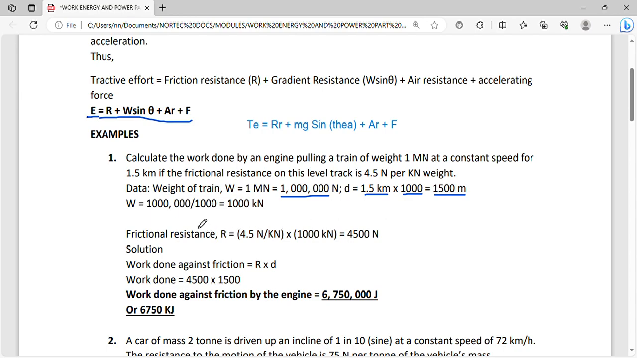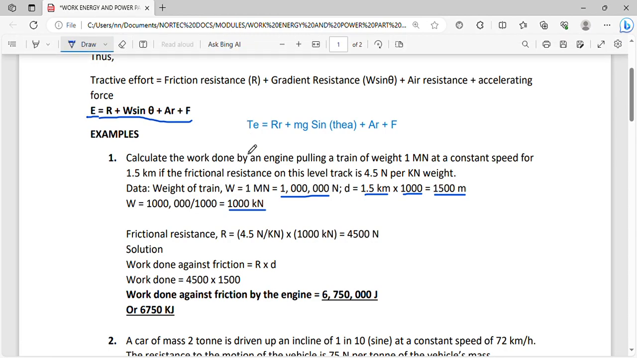Now, the other one we said, this 1 million newtons, we don't want it to be just like that. We need to make use of this, the 4.5, to calculate the frictional resistance. So what we do is to convert the 1 million newtons into kilonewtons. And the way we do it is just by dividing by 1,000. Meaning 1 and the 6 zeros divided by 1,000. Now, we have the weight in kilonewtons.